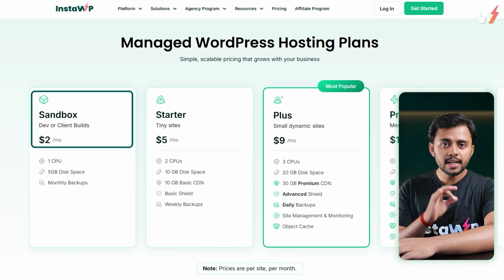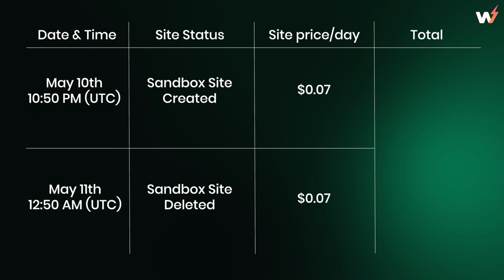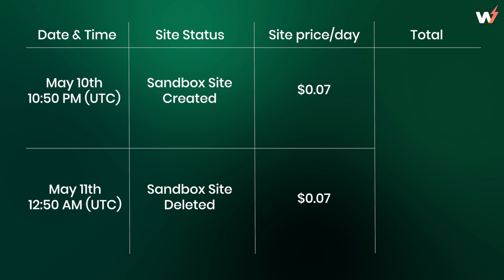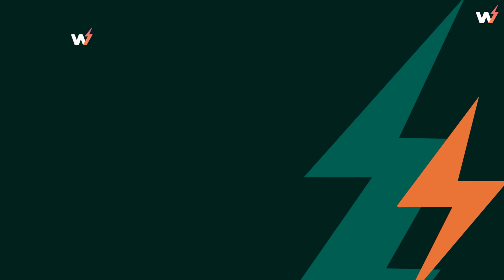Now let's understand how one billing day is calculated. InstaWP follows the UTC time zone for billing. This means the billing day is calculated on UTC calendar days, not necessarily your local time zone. Let's take a simple example to understand this. Suppose you create a site a few hours before the UTC day changes and then you delete it after the UTC day has changed. You will be charged for 2 full days even if the site was active for only a few hours. Why? Because it has crossed 2 UTC calendar days.